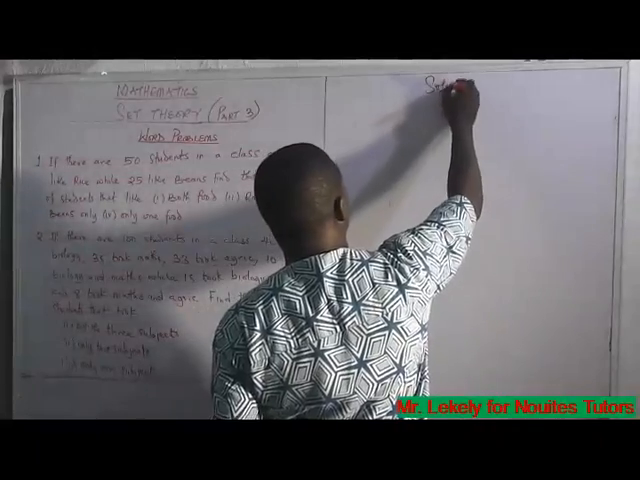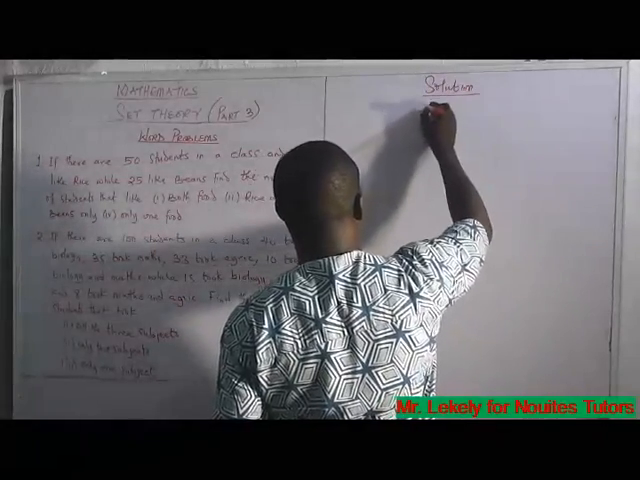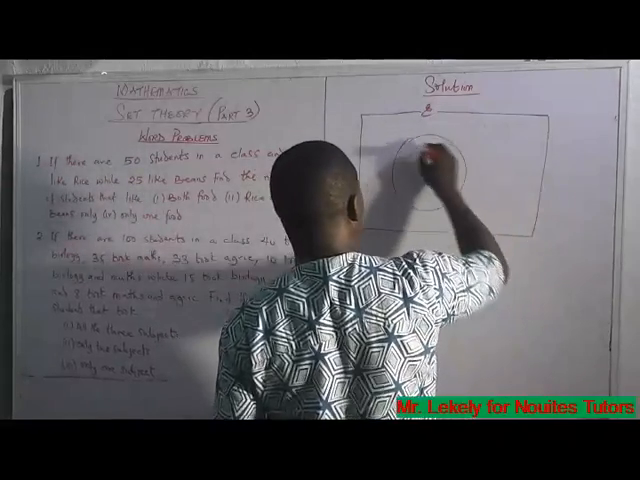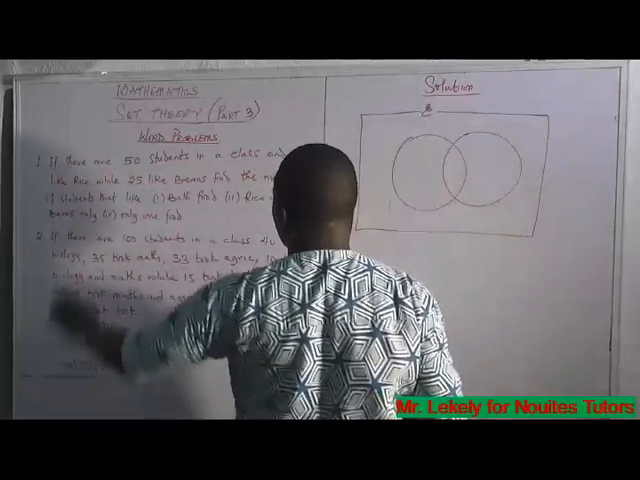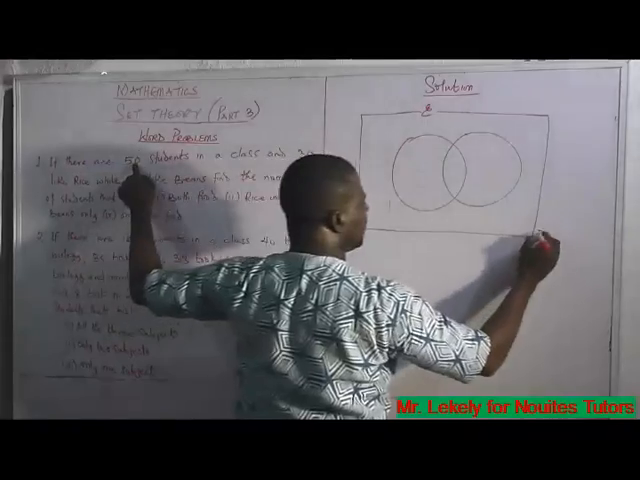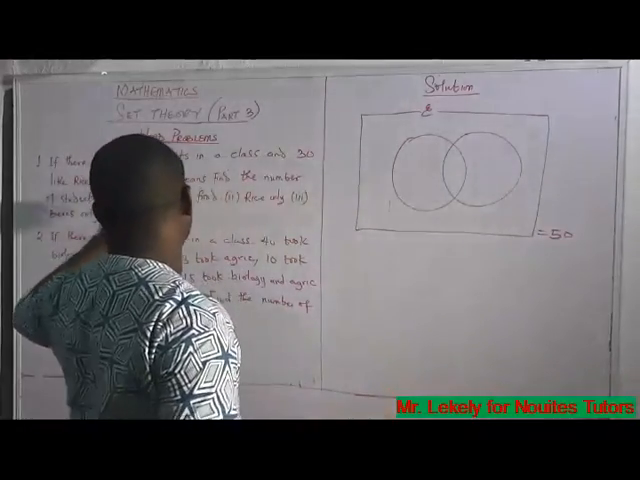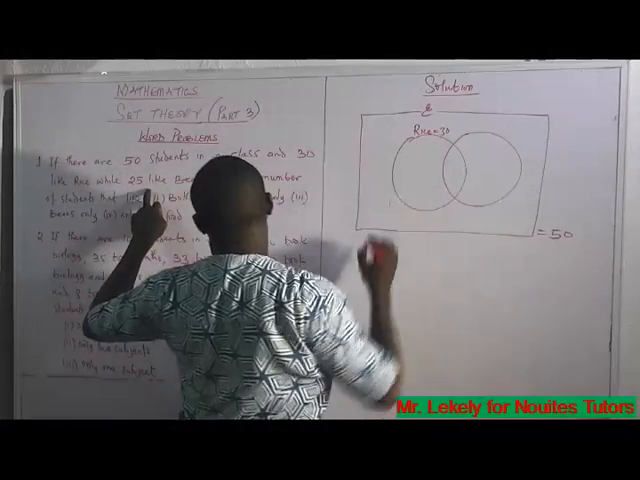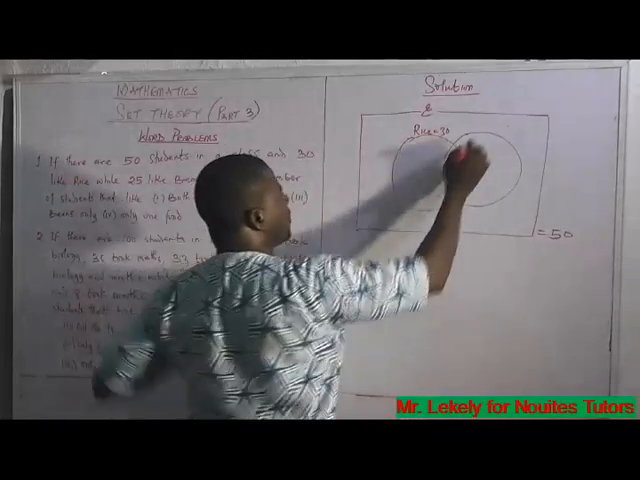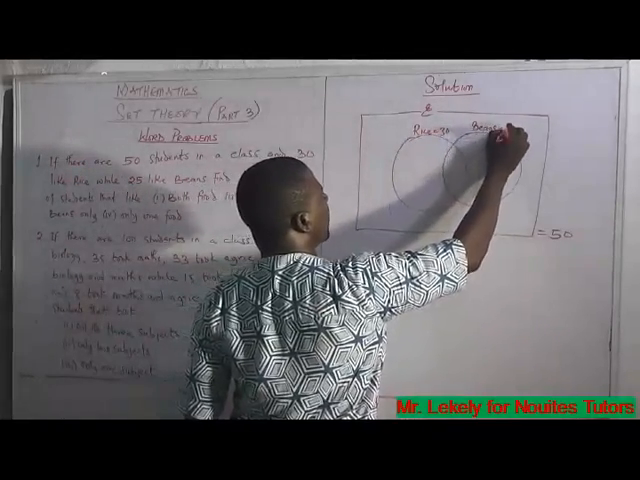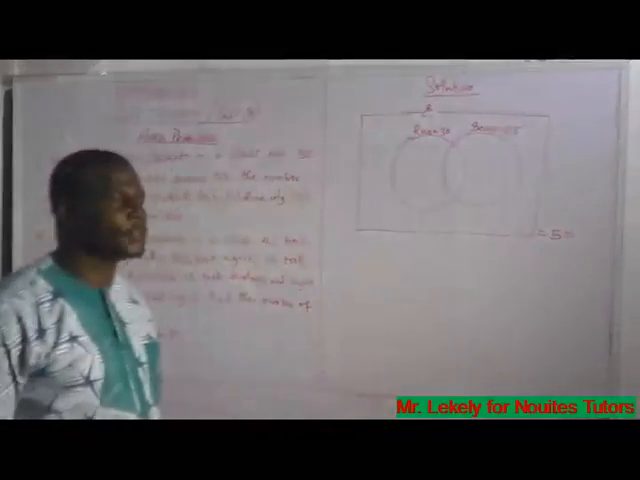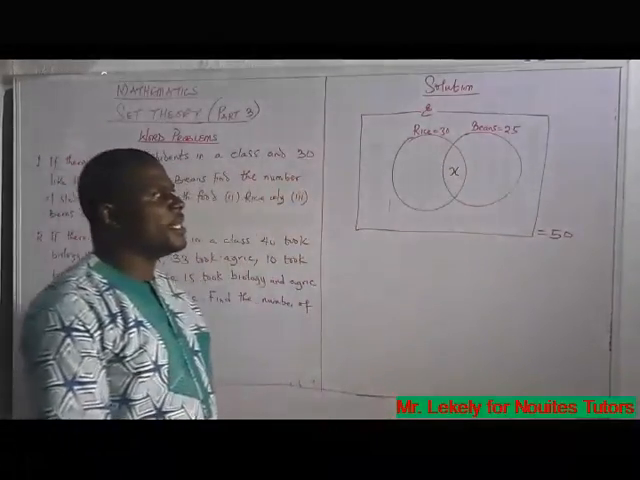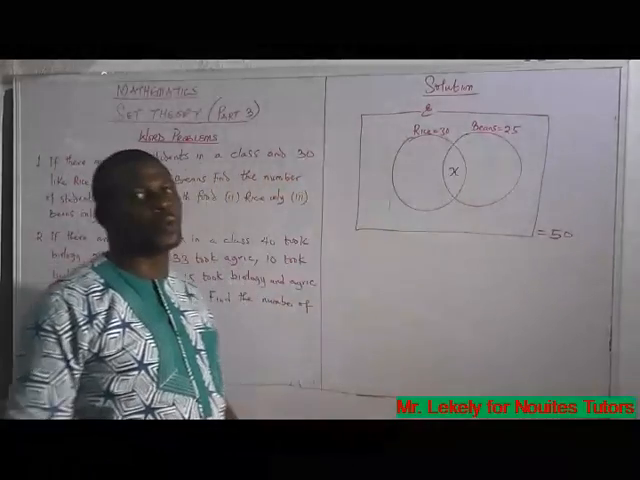Now, solution to number 1. Draw your Venn diagram. They said there are 50 students in a class, so the 50 will be here, and 30 like rice. So let's say this place is for rice, 30, and 25 like beans. Let's say this is beans, 25. Do you see that? Now those that like both will be X.